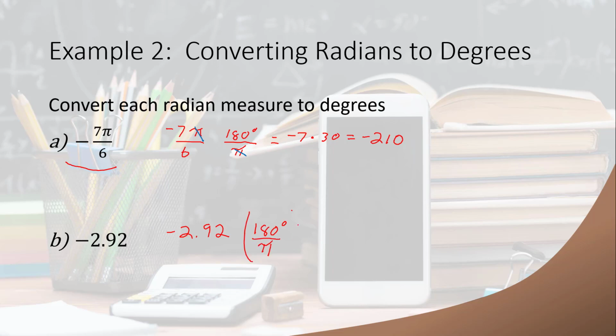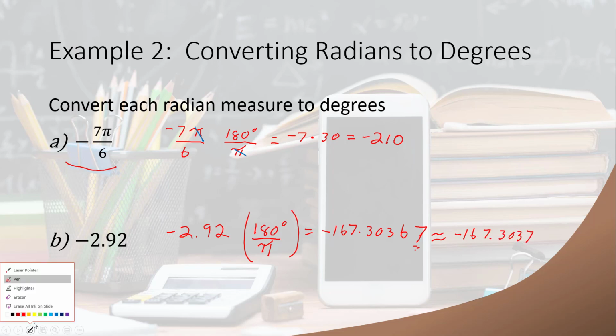Of course, we'll need our calculator to do this, and if we do, we will have negative 167.3036. There's our 4 decimal places. Let's look at the 5th one. That's a 7. Okay, well, since this is greater than 5, this would round up to negative 167.3037.